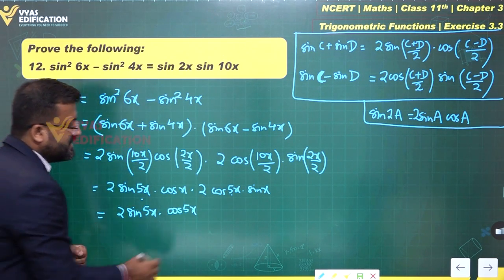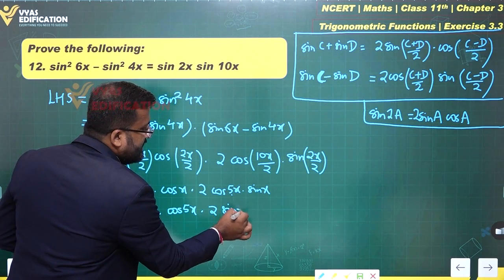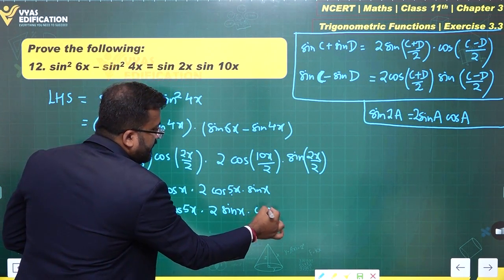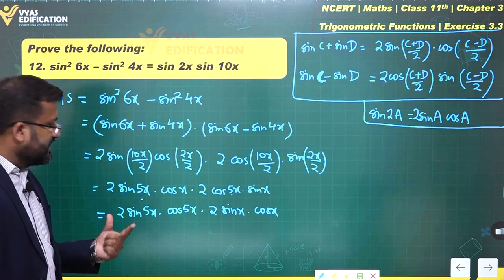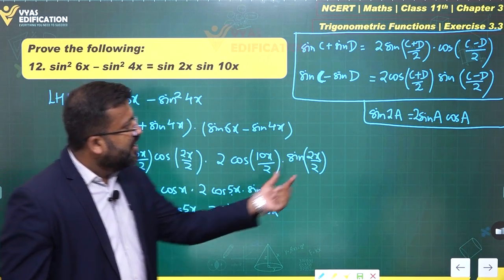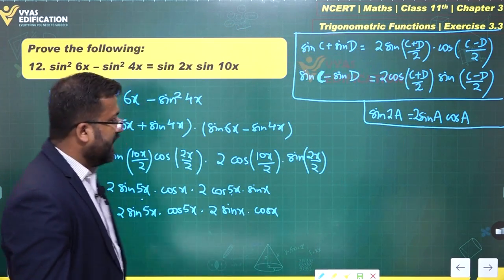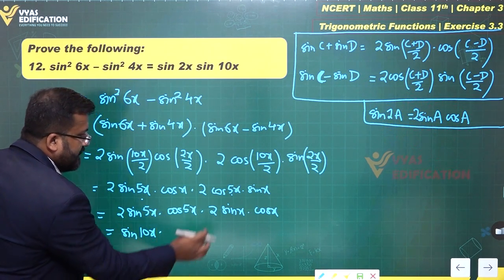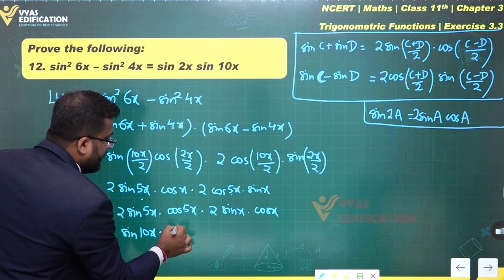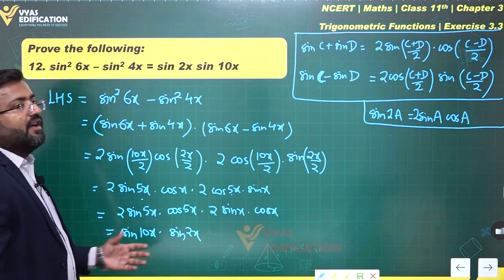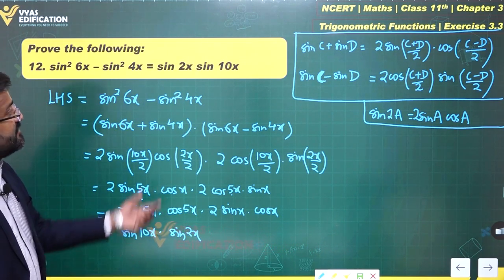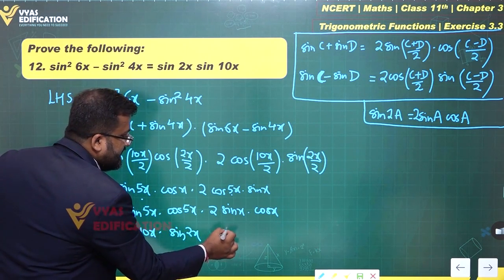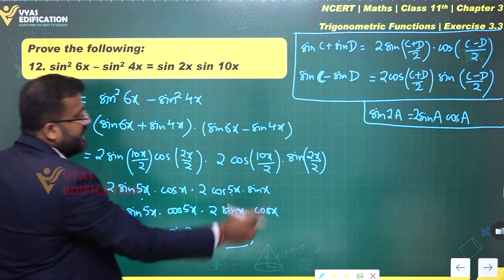Let's write cos 5x first times 2 sin x, and let's take this cos x at the back. Now observe this carefully. This is 2 sin 5x cos 5x. 2 sin a cos a, which is sin 2a. This is sine of 2 times 5x, which is 10x, times 2 sin x cos x, which is sin 2x. This is what you have: sin 10x times sin 2x, and yes, this is the right hand side.